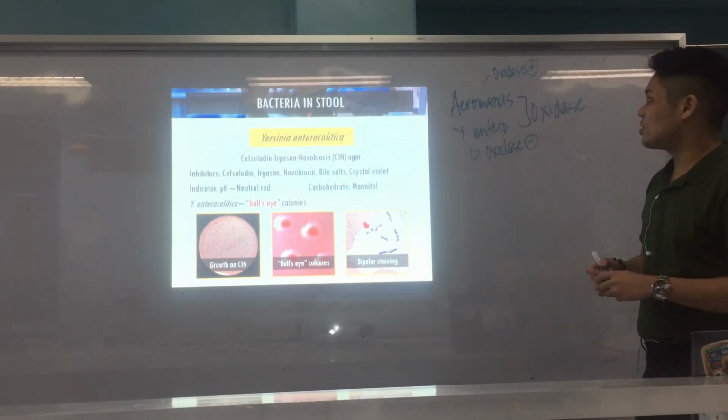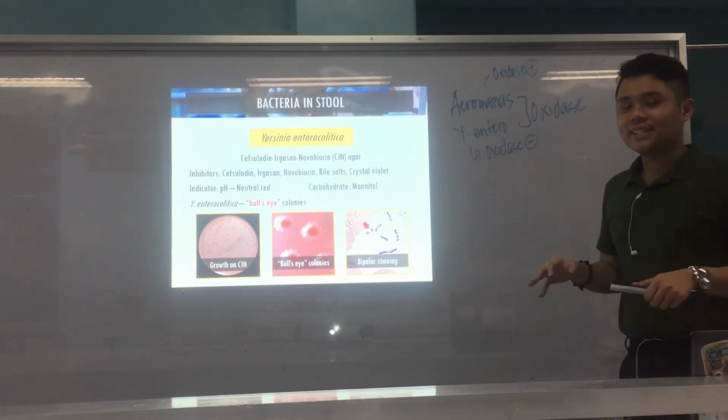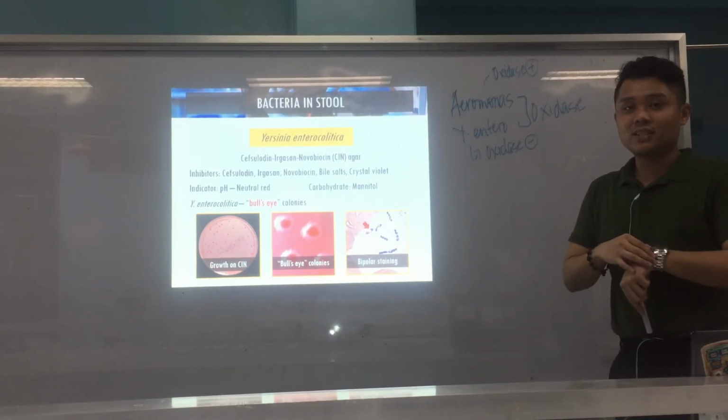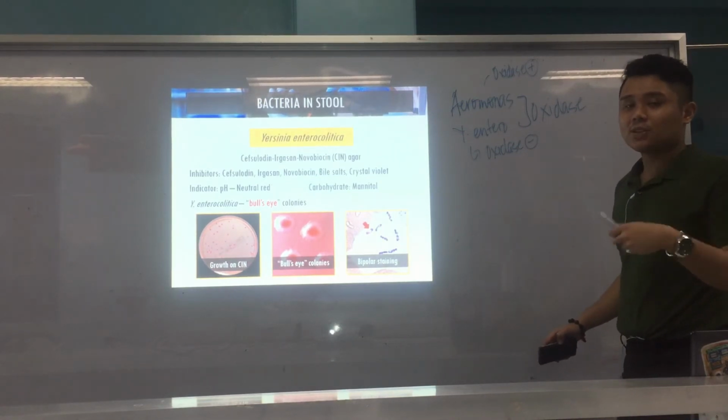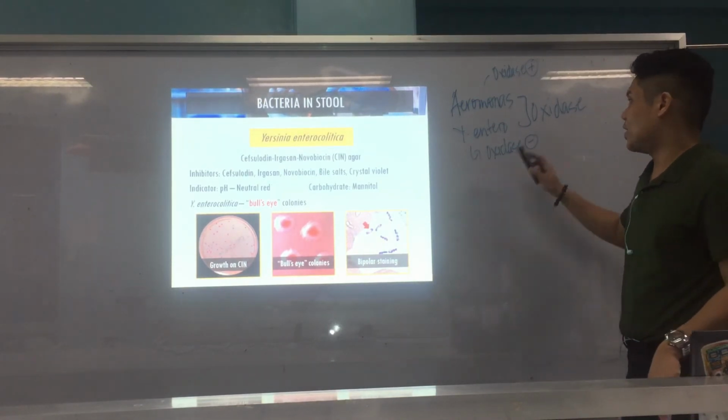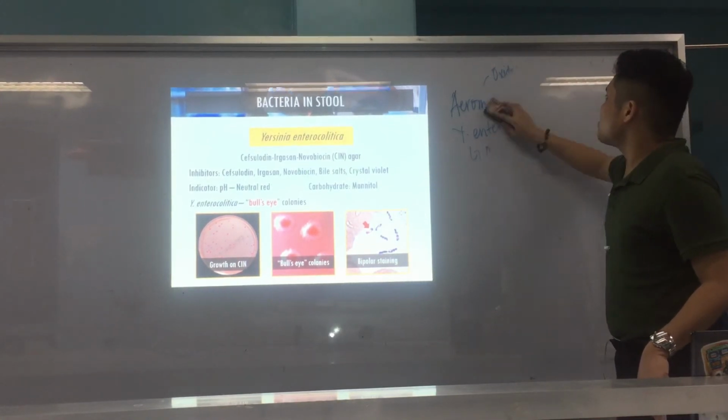Okay? Please take note. So what test differentiates the two organisms that exhibit bullseye colonies on CIN? Oxidase test. Which is oxidase positive? Aeromonas. And which is oxidase negative? Yersinia enterocolitica.